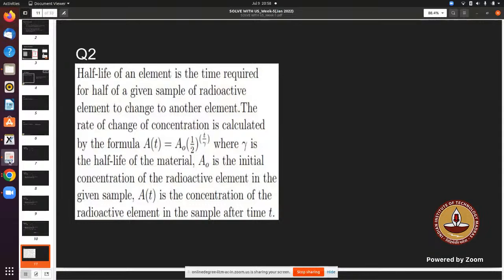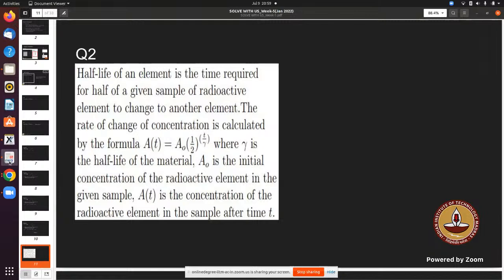So half-life of an element. I think this type of thing you have seen in class 11, 12. Half-life of an element is the time required for half of the given sample of radioactive element to change to another element. So the rate of change is given by this. At time t, if it is a function of time alone, then A naught into 1 by 2 power t by gamma, where gamma represents the half-life of the material. We have defined what half-life is. A naught is the initial concentration. At the beginning, we start with some concentration.